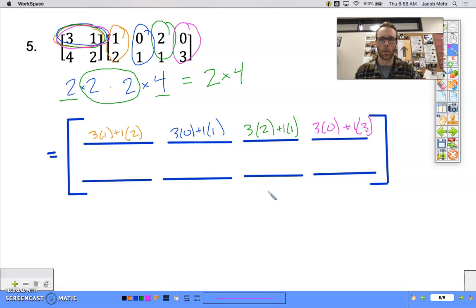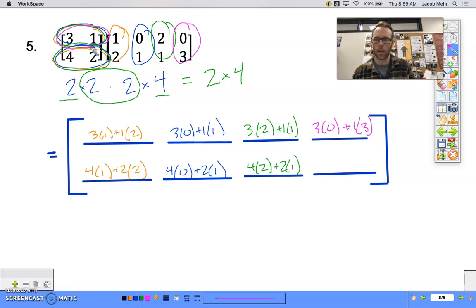So, got our top row done. Now we just go to the bottom, and we're going to do the same thing. Bottom row, left column: 4 times 1 plus 2 times 2. Bottom row, second column: 4 times 0 plus 2 times 1. Then we're going to go, what color am I on? Green: 4 times 2 plus 2 times 1. And pink: 4 times 0 plus 2 times 3.